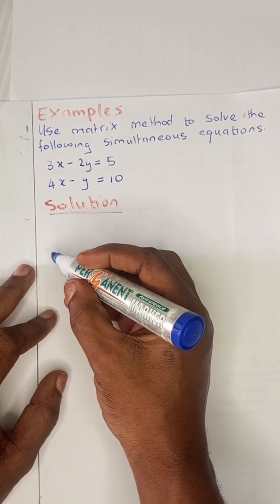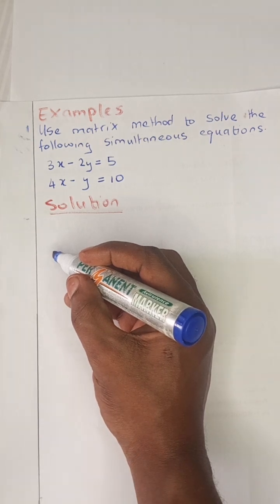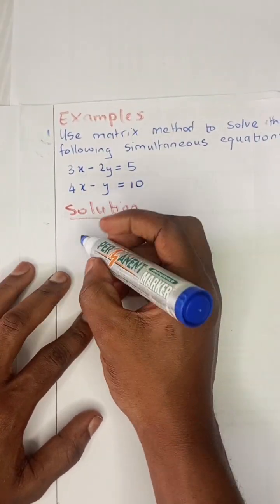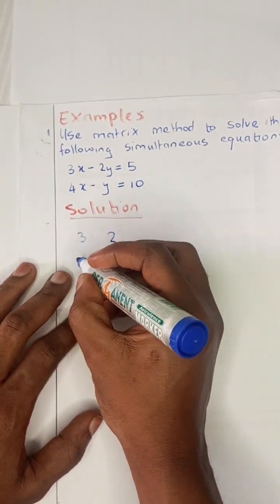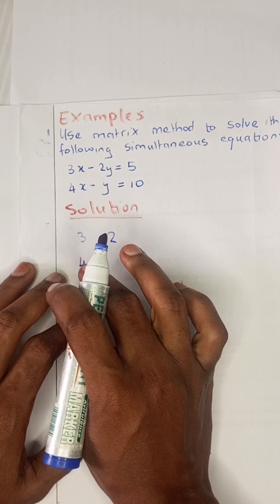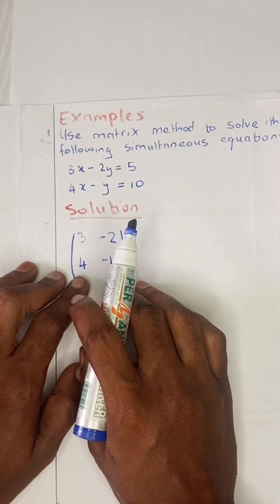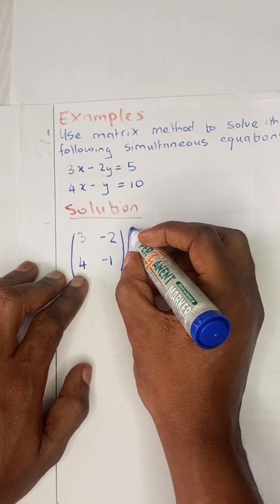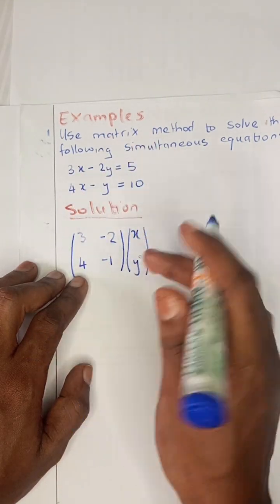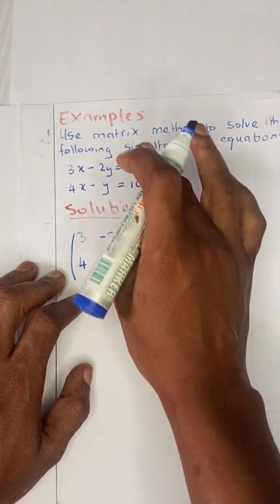Solution: first things first, you write the system in matrix form. That is, you bring out the matrix of coefficients, the matrix of unknowns, and the matrix of the right-hand side of the system. And we are going to obtain 3, negative 2, 4, negative 1. This is our matrix of coefficients. And then our unknowns, x and y. x comes first before y. So x and y is equal to 5 and 10. So this is our system.